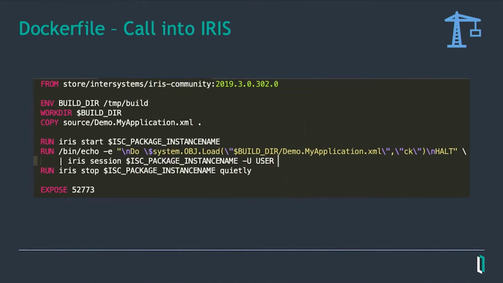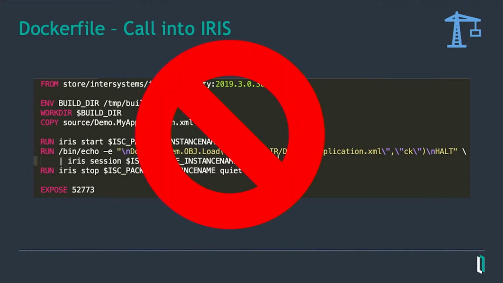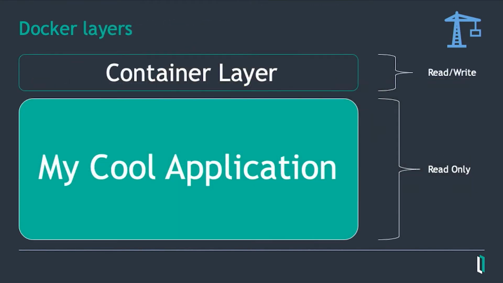So what do you mean iris isn't running? You can see the previous command. I started it, right? If I look at my Docker build output, it says iris started up correctly. Why doesn't this work? In order to understand why this doesn't work, we need to take a step back and learn a little bit more about how containers work.